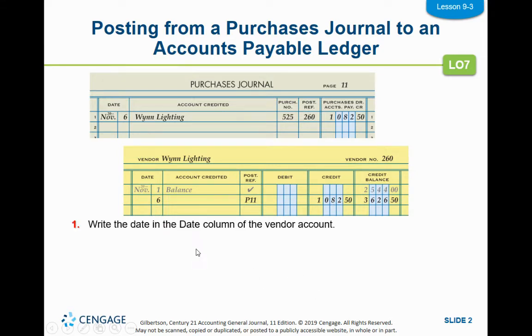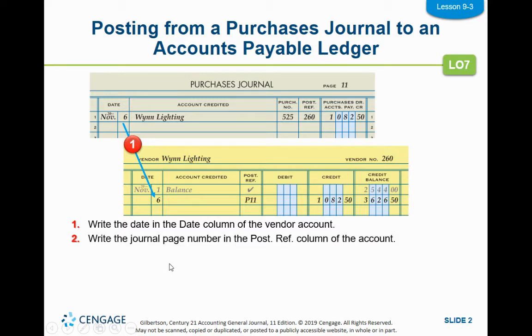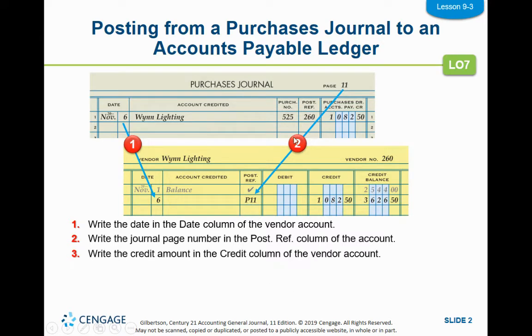So the first thing you're going to do is the date, and then you're going to do the journal page number. Now, in the first section of this book, where we use the general journal, our post reference was always G and then the journal page number. And this is where that whole G comes into play, because now we're using a purchases journal. And so that post ref is going to be P11, which stands for purchases journal page 11. So that's going to be really important, that you make sure you get the right journal abbreviation there. So you do the journal page number, and then you do the amount.